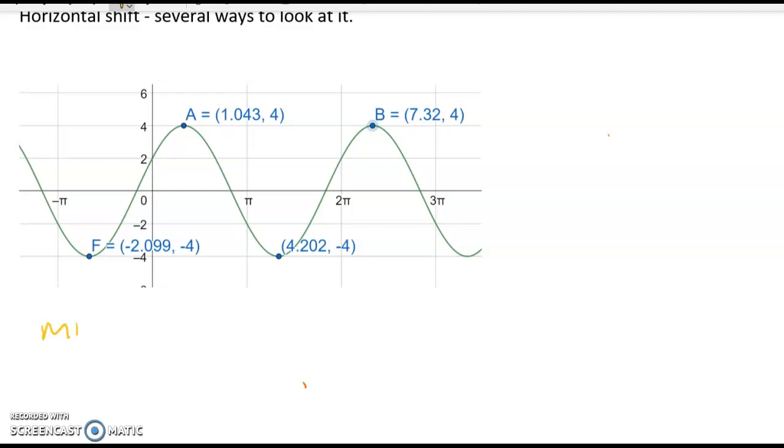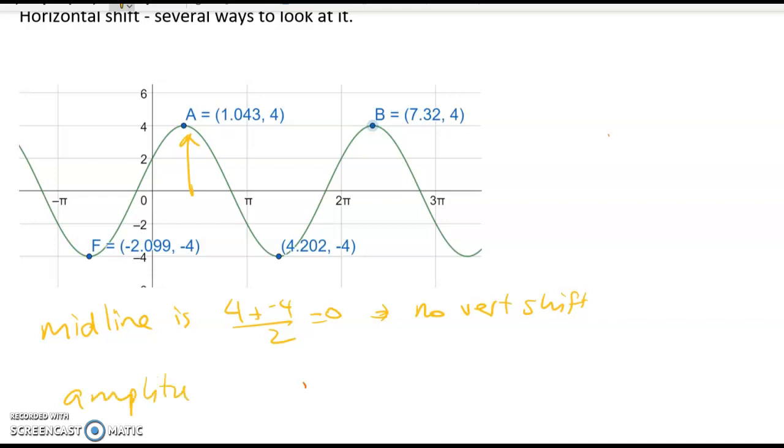The midline is the average of 4 and negative 4, which is 0. So there's no vertical shift. The amplitude is 4 take away 0, which is just 4, so that's A. Right, the next thing we're going to work out is the period, and I'm going to do it from the coordinates.